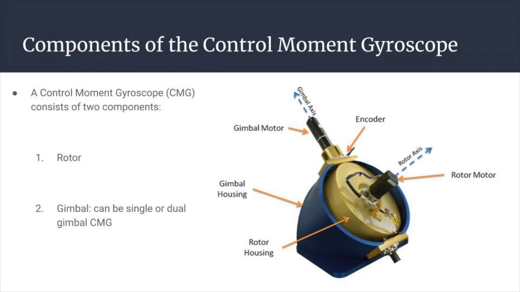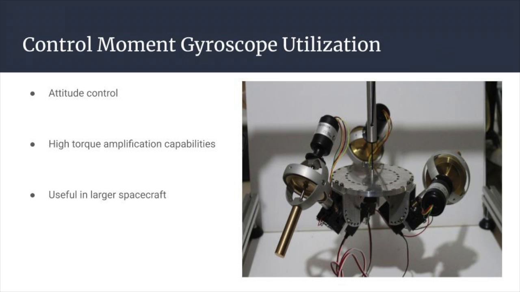A CMG consists of a spinning rotor and one or more motorized gimbals that tilt the rotor's angular momentum. For the purposes of this project, we are focusing on a single gimbal CMG. The two components consist of a rotor and gimbal. The gimbal rotates the rotor along an axis perpendicular to the rotor's spin axis. As the rotor tilts, the changing angular momentum causes a gyroscopic torque that rotates the spacecraft. The CMG's main purpose is to provide attitude control for a spacecraft.